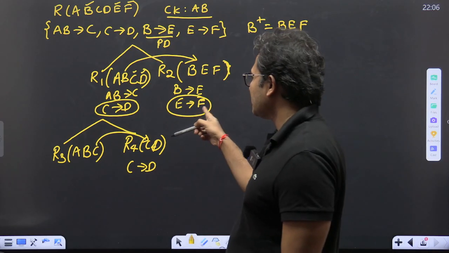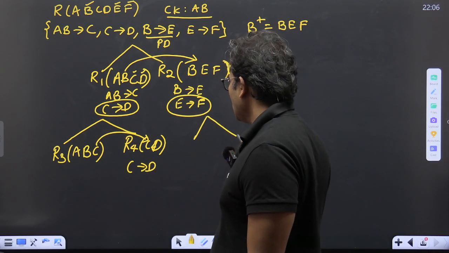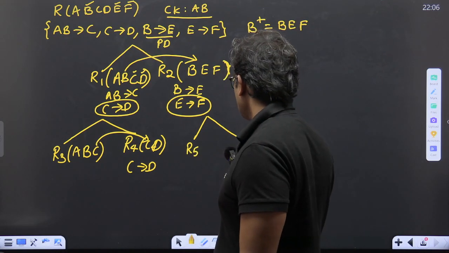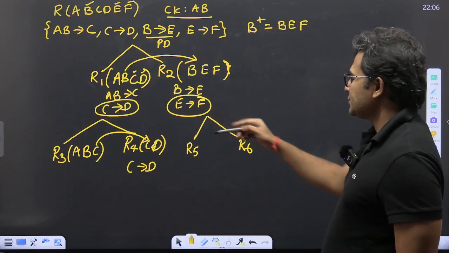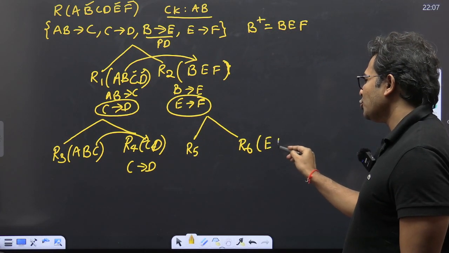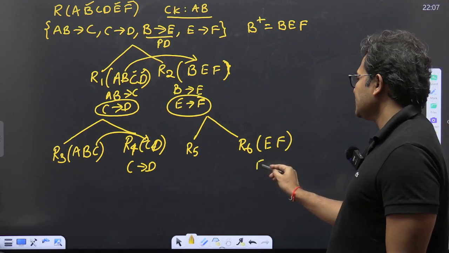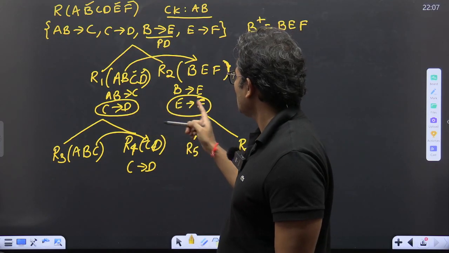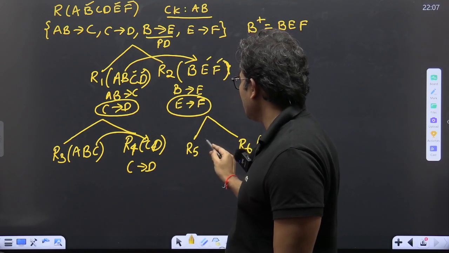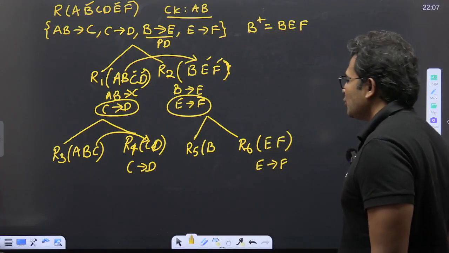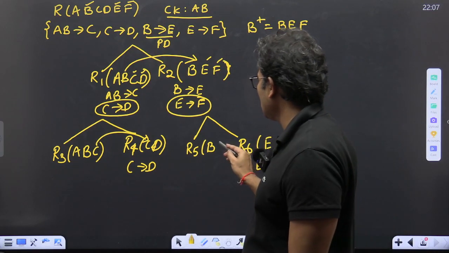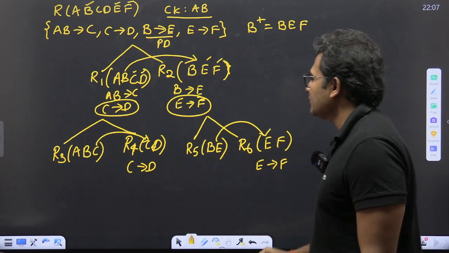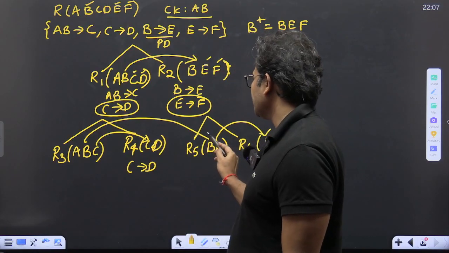And here also E determines F is a problem for third normal form. Therefore, I am dividing the table into two parts. Let us call them R5 and R6. E determines F is a problem. Therefore, E plus is going to give me EF. So E determines F is the functional dependency which will come here. Then R5: E and F are gone, so the remaining attribute is B. Now the common attribute has to be a key for one of the tables. Therefore, E is going to be present here. Now this E will be referring to this E, and this B will be referring to this B, right?